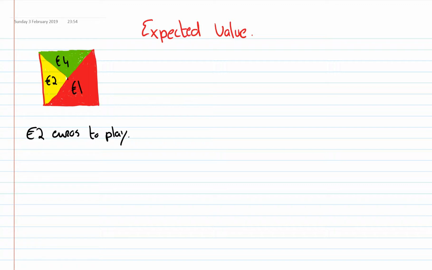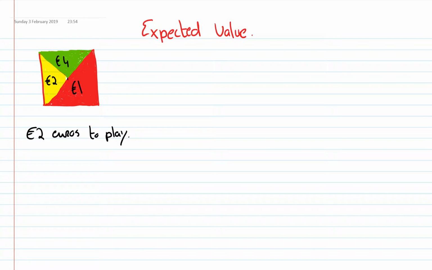but we have a spinner, and on half the spinner it's €1, on a quarter of the spinner it's €4, and on the other quarter it's €2. So if I spin this and it lands on red, well then I get €1. If it lands on green I get €4, and if it lands on yellow I get €2. So let's say, and also it costs €2 to play the game, okay?